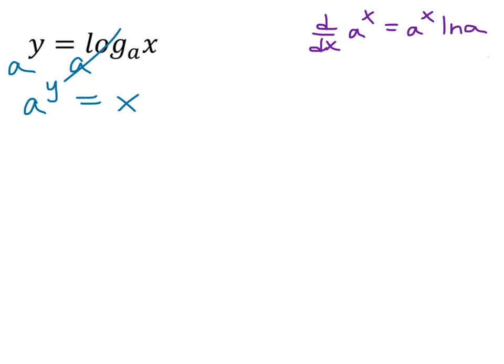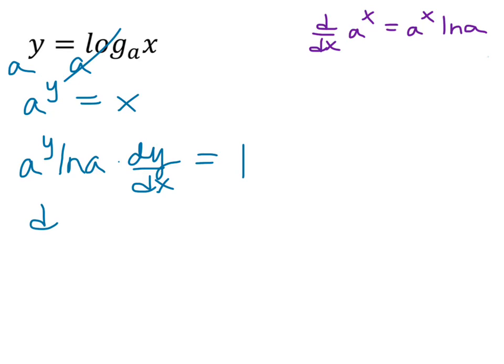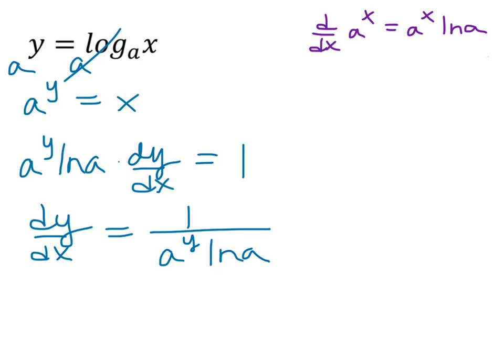And then the derivative step. The derivative of a to the y equals a to the y natural log of a, as our formula in the top right corner shows. But you have to use the chain rule still, multiply by the derivative of y, which we'll call dy dx. And on the right-hand side, the derivative of x equals 1. Let's solve for dy dx. And we will divide each side by a to the y natural log of a.